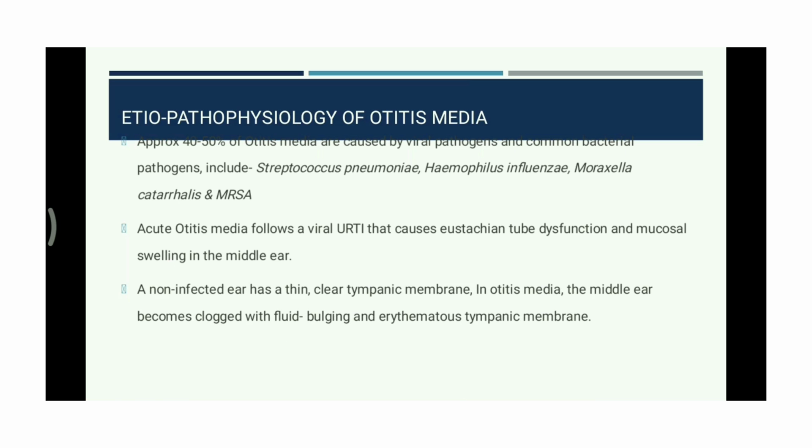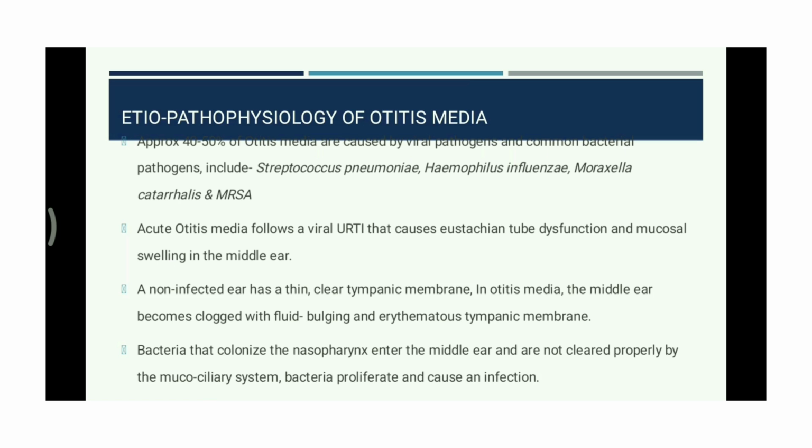A non-infected ear has a thin, clear tympanic membrane. So when we see through a normal ear, the tympanic membrane will be thin and clear. In case of otitis media, the middle ear becomes clogged, meaning blocked, with fluid, some exudates or any kind of fluid with inflammatory mediators, which causes a bulging and erythematous tympanic membrane.